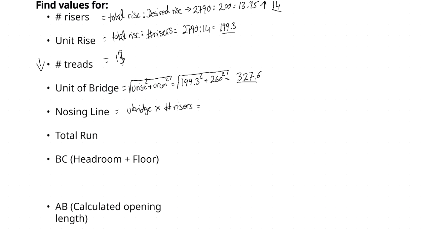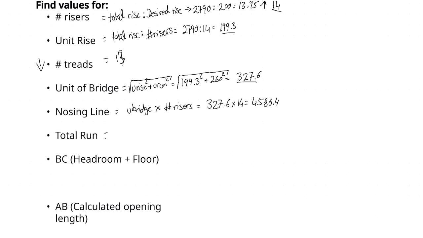Okay, so unit of bridge, we just figured out 327.6 times 14. And that'll give us a number, 4586.4. This number is important if we want to buy material to actually build those stairs, because it has to be the length of the nosing line and then a little extra to give us a little extra room.